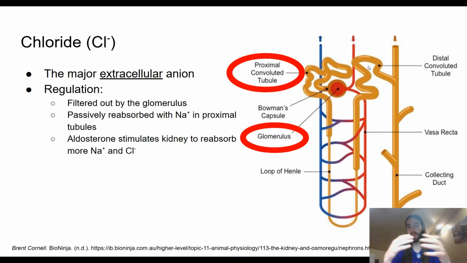Regulation of chloride: it's initially filtered out by the glomerulus, and then passively reabsorbed with sodium in the proximal tubules. Aldosterone stimulates the kidney to reabsorb more sodium and chloride. So you see it's reabsorbing. Aldosterone causes a reabsorption of sodium and chloride and an excretion of potassium. It's good to know the different hormones and specifically which electrolytes they increase or decrease, based on how they promote the retention of it or whatnot.